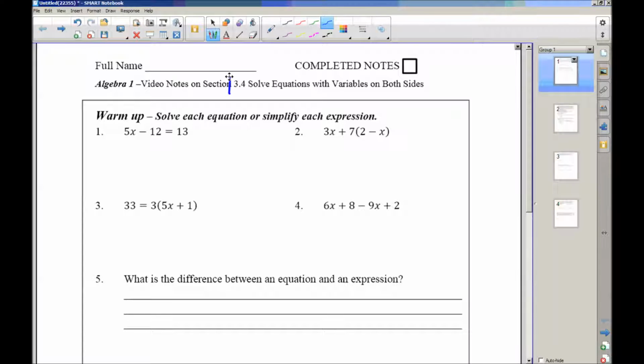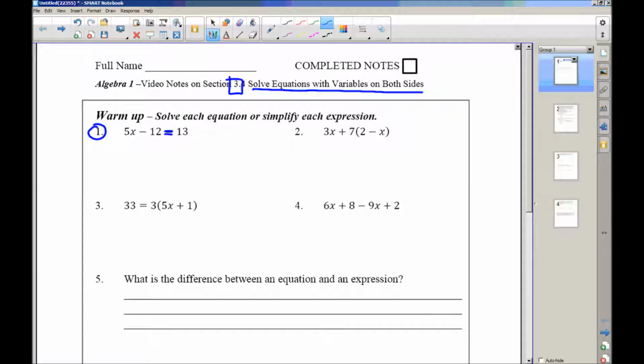Today we're covering section 3.4, solve equations with variables on both sides. Alright, so your warm-up was to solve each equation or simplify each expression from 1 through 4 here. So, number 1 is an equation. It has an expression on both sides separated by an equal sign that makes an equation.